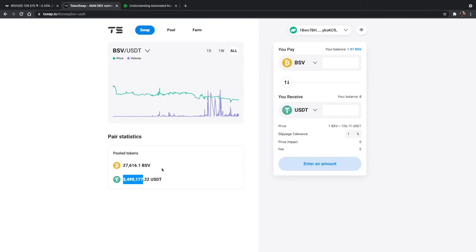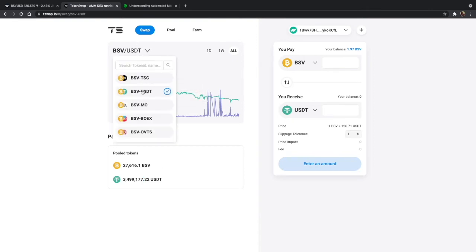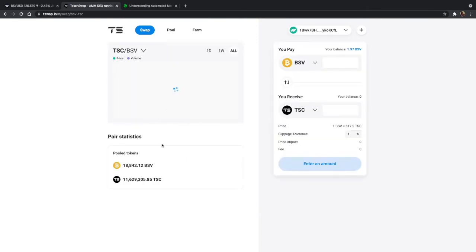Okay? Where it gets complicated is with coins that do fluctuate in price. TSC fluctuates in price. And we saw that here because a few days ago, one BSV was 406 TSC. Now it's gone up by 50%. So if TSC goes up by 50%, this gets reduced. So the price of this equals the price of BSV.